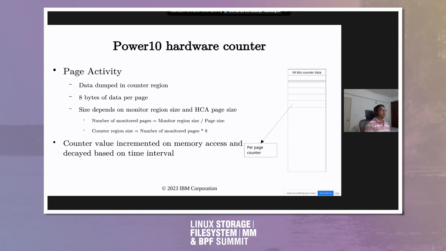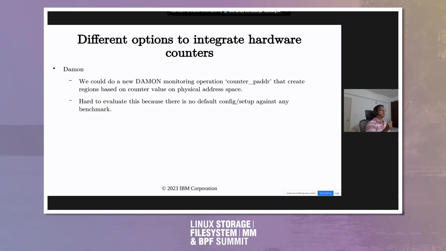I will come back to this if there is time. I just want to, because during the mailing list discussion, there are a few other things that got discussed. Can DAMON be one kind of use case where all these hardware counters could be integrated? And can we avoid the rest of the kernel getting polluted with all these different dynamics? Different architectures are going to have different hardware counter mechanisms, right?